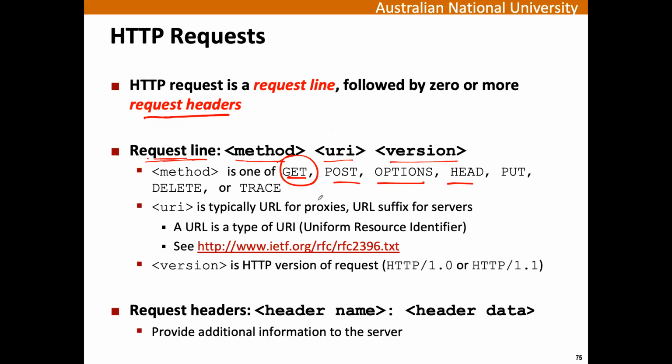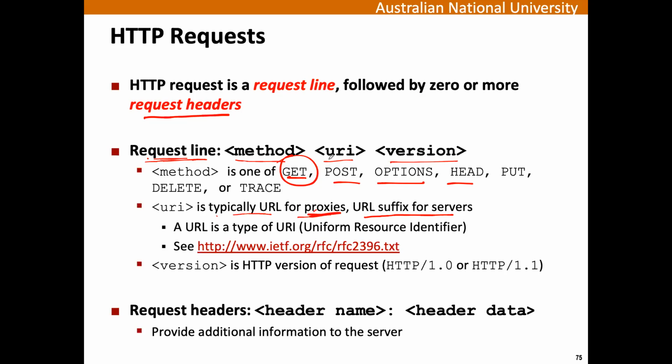URI is typically URL for proxies and URL suffix for servers. Proxies are strategically located between the client and the server to enable long distance communication very fast. So proxies intercept client requests if they are regionally closer to the client, so the client doesn't have to wait for response from far away. We will study proxies in detail next week.